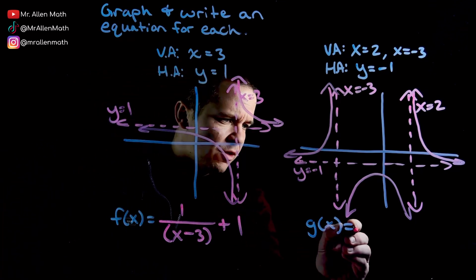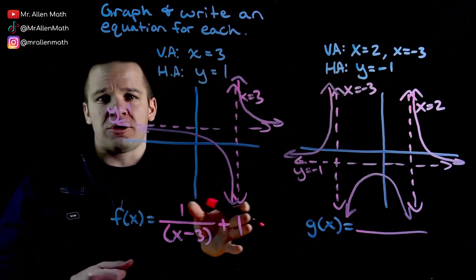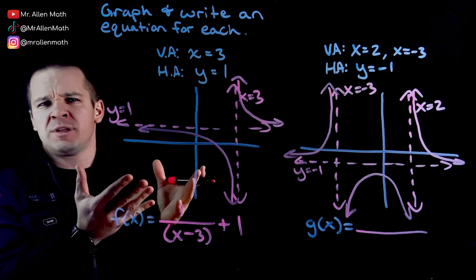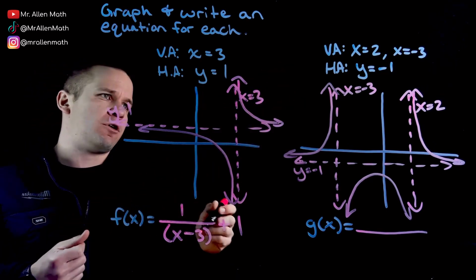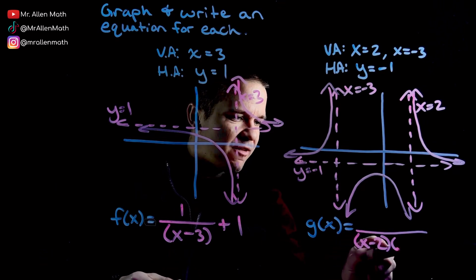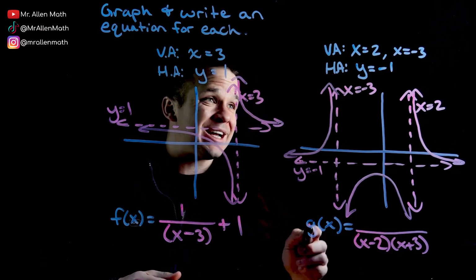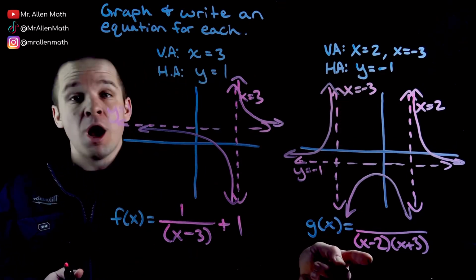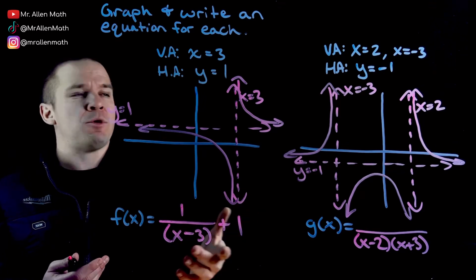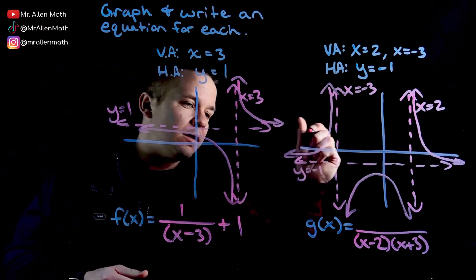I'm going to have a lovely little fraction here. Now, both vertical asymptotes are going to be contained in my denominator, not the vertical asymptote itself, but the factors that cause that vertical asymptote. I will have x minus 2 and x plus 3 in my denominator, so that when I plug in 2, I get 0. 0 times anything is going to be 0. Something divided by 0, that's undefined. Cannot happen.